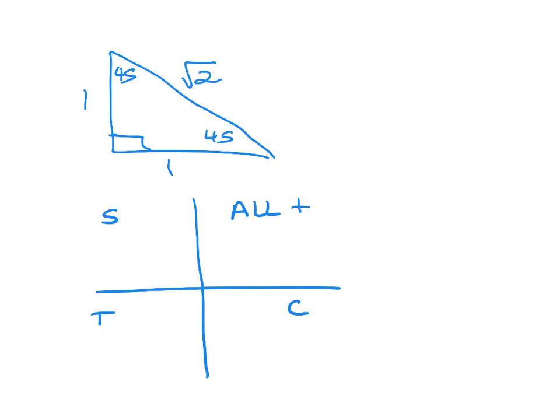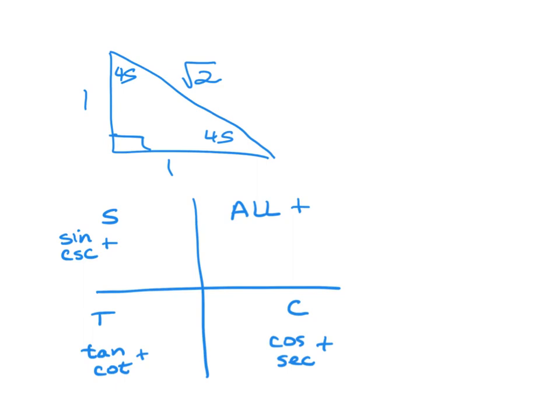In quadrant 2, only sine and its reciprocal are the positive ones. And down in quadrant 3, tangent and cotangent are the positive ones. And here cosine and secant are the positive functions.